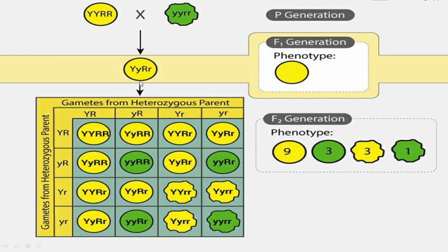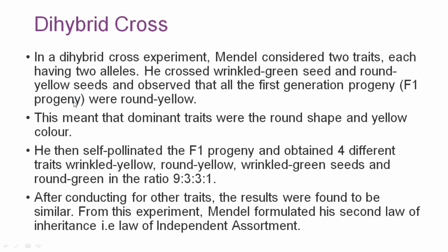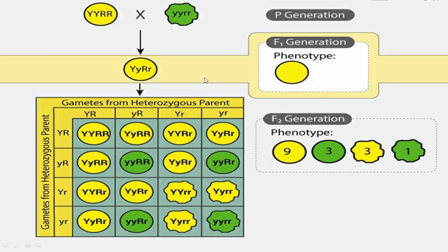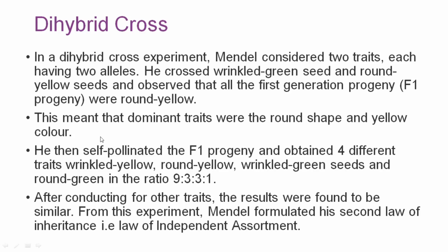When it has undergone the self-pollination technique, we get more yellow round seeds. They observed that all the first generation progeny were yellow round seeds. This meant that the dominant traits were the round shape and the yellow color. Here we are seeing the dominant trait, that means yellow round. These two are responsible for the yellow, and these two are responsible for the round. This means the dominant traits.